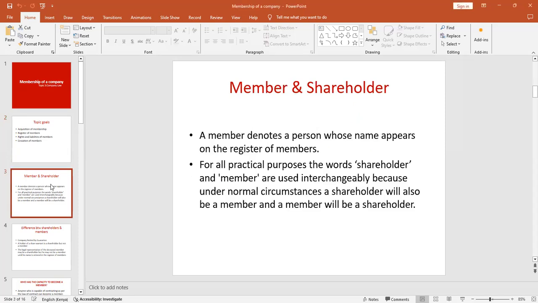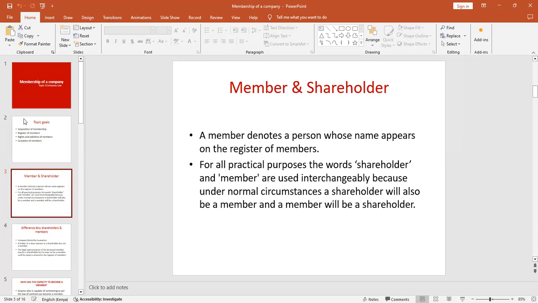So to start, there is a slight difference when you're talking about members and shareholders. While we tend to use one for the other, we just assume when somebody says shareholders they're talking about members, and when someone says members, at times you also assume they're talking about shareholders, but it's not the same thing, okay? There's a slight difference.